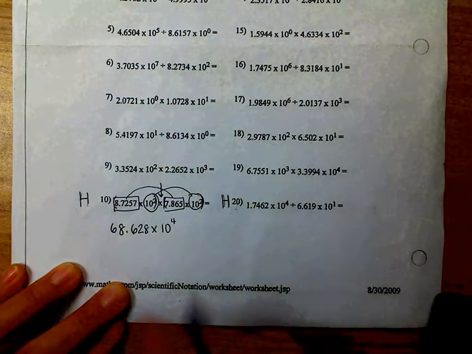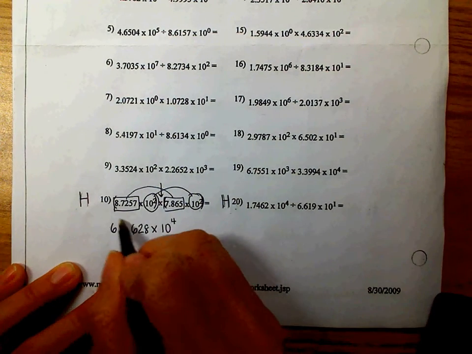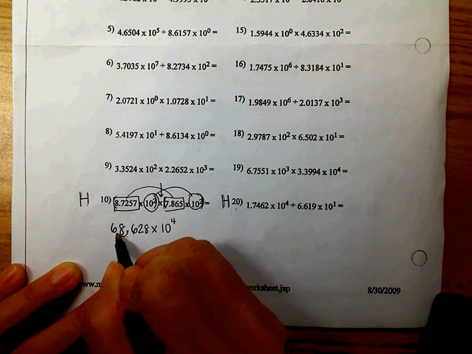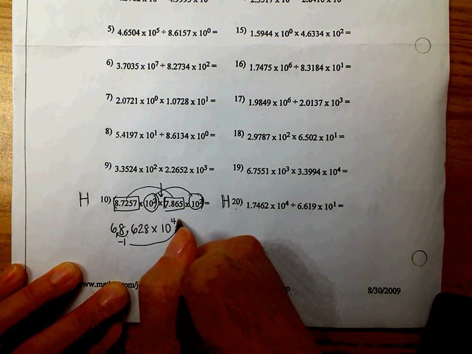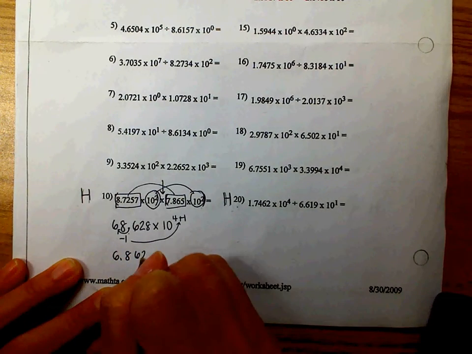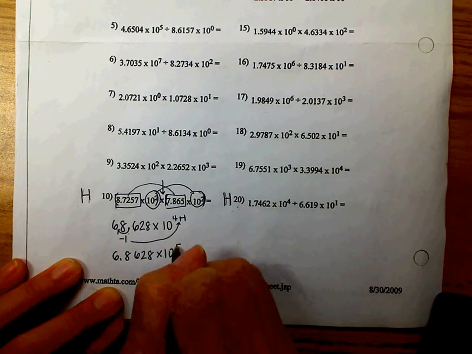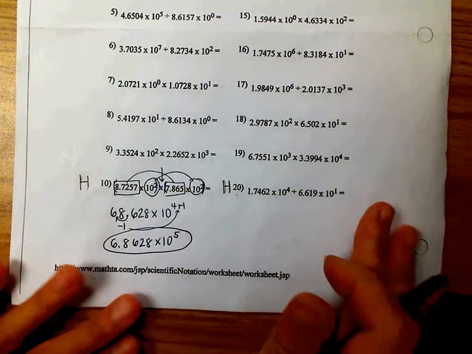Now, it's not in true scientific notation because this decimal is too far to the right. This number 68 is too big. If I go 1 to the left, it becomes 6. So I'm going left 1, which means I need to make sure I add 1 to the exponent. Becomes 6.8628 times 10 to the 5th. So that's my answer.